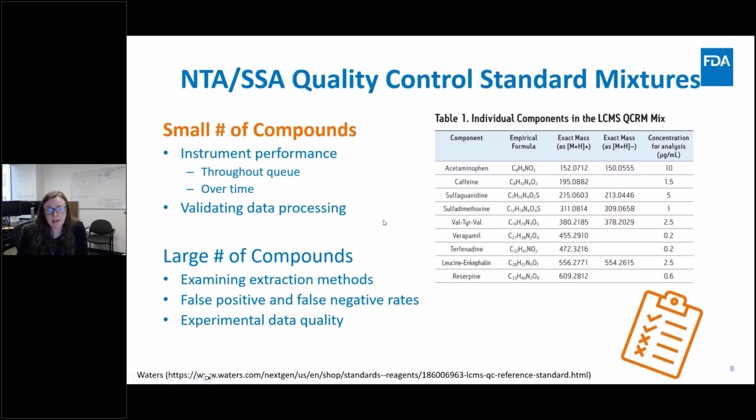We can also use it as a quick look at being able to validate some of our data processing parameters. The software that we use is pretty complex. There are a lot of different parameters that you can play with and tweak. So having this smaller subset of compounds to look for can help us get a quick gauge of how well the parameters we've selected are working.